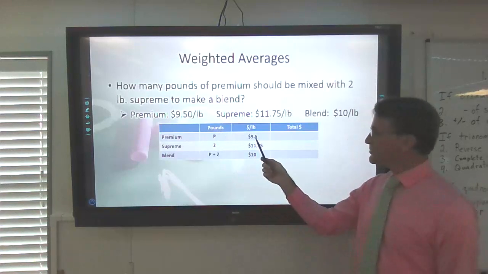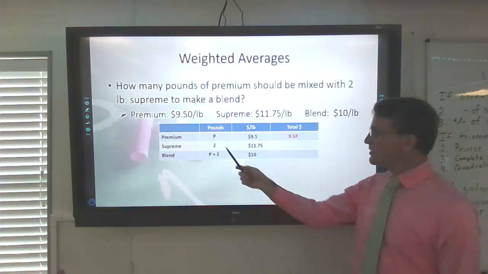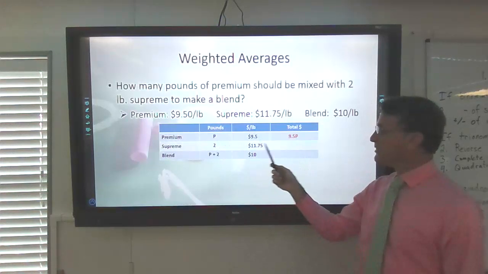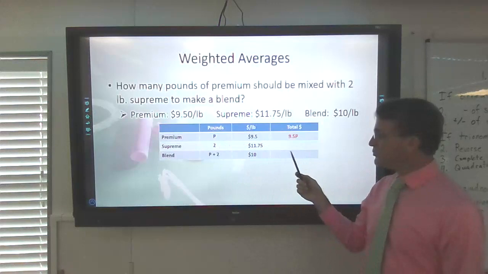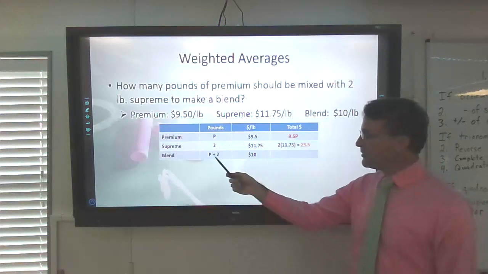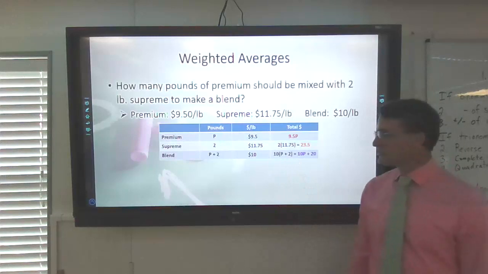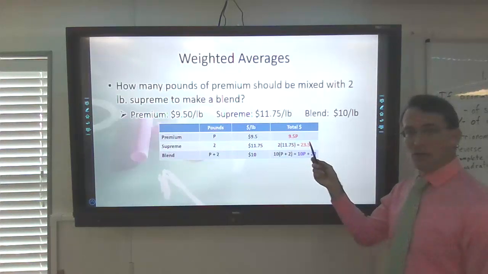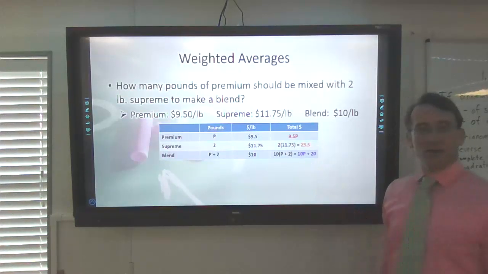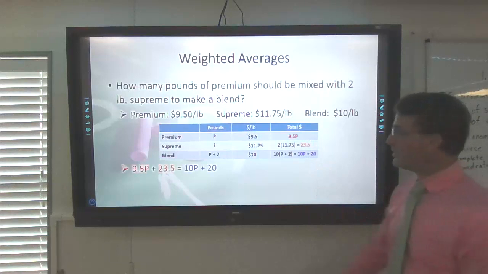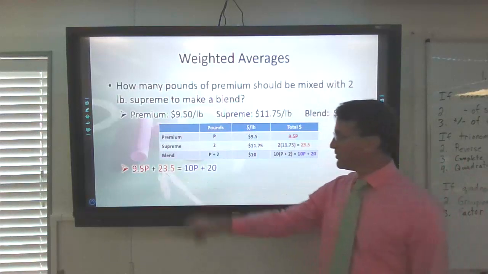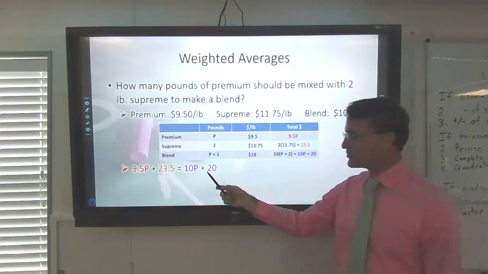When I multiply these two across, I get 9.5P. Multiplying these two across, that's going to give me the 23.5. And then when I multiply these across, I get 10 times P plus 2, or 10P plus 20 when I distribute. Now if I add these two in this column, I should get that third row of my column. So I have 9.5P plus 23.5 is equal to 10P plus 20.